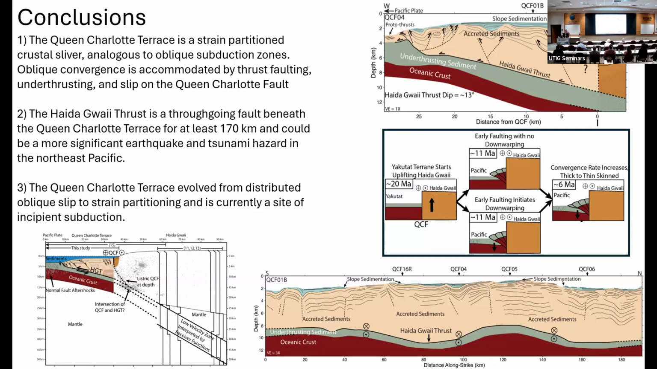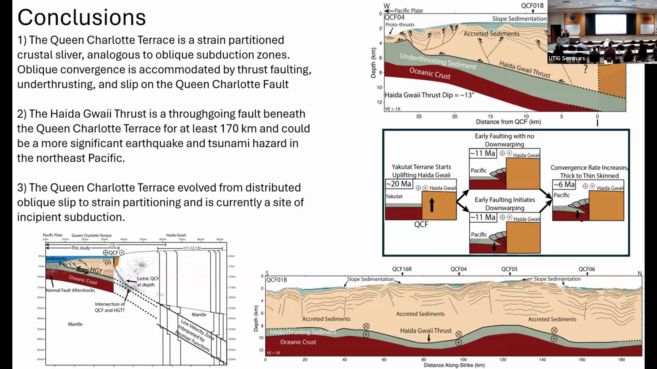We see that the Haida Gwaii thrust is a through-going, plate-boundary-scale thrust fault at least 180 kilometers long along strike. And that means it could represent a much more significant earthquake hazard and tsunami hazard in the Northeast Pacific that I think has been under-examined in hazard models. But hopefully moving forward, we'll be able to do a better job of considering future events on this fault and the destruction that they could lead to.